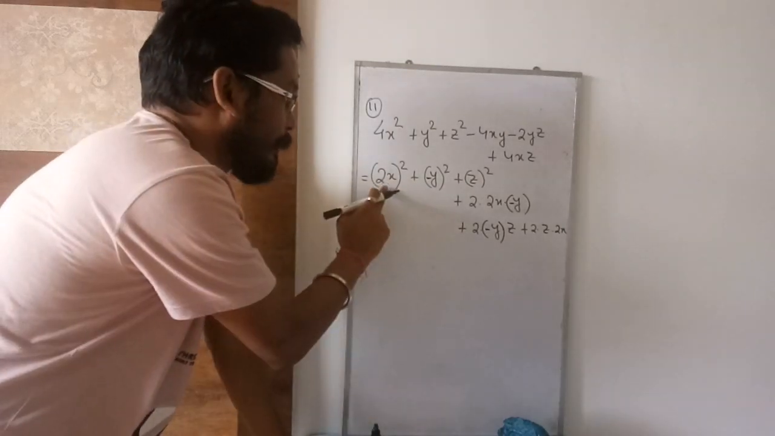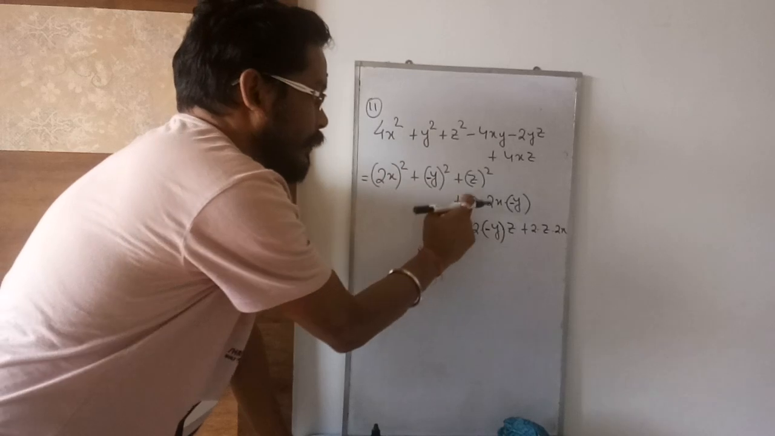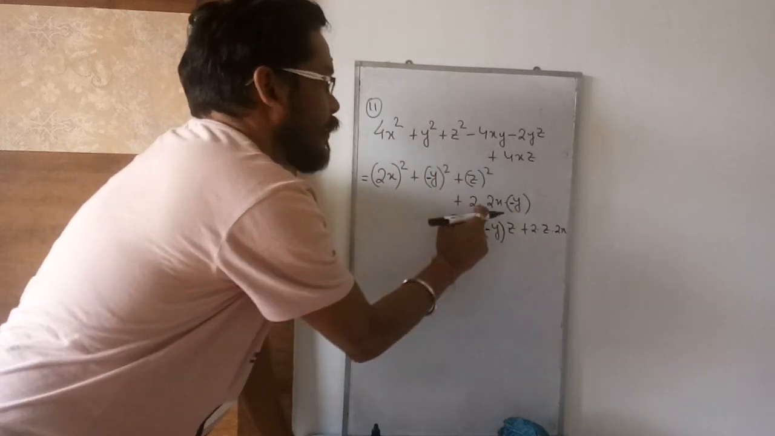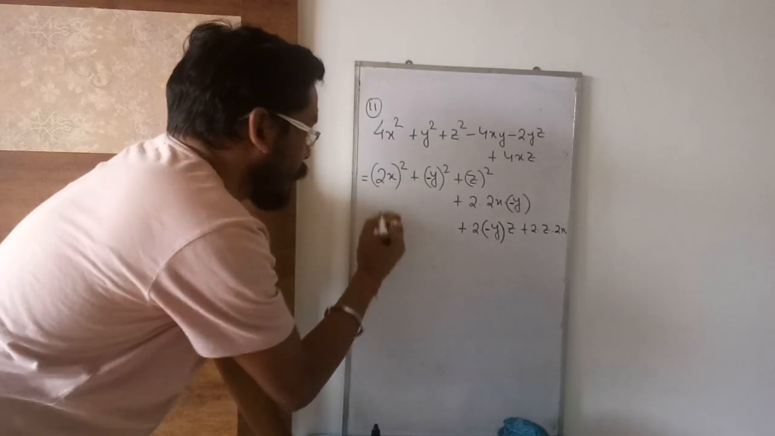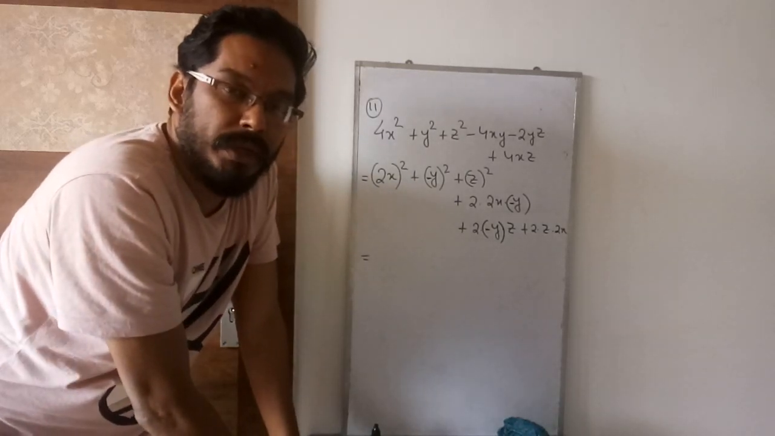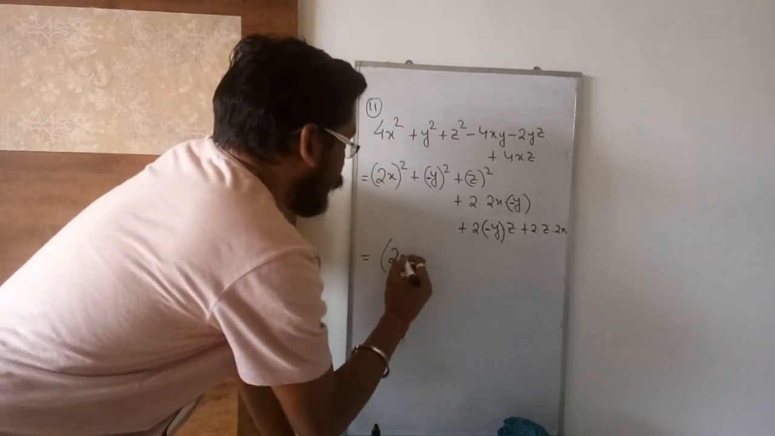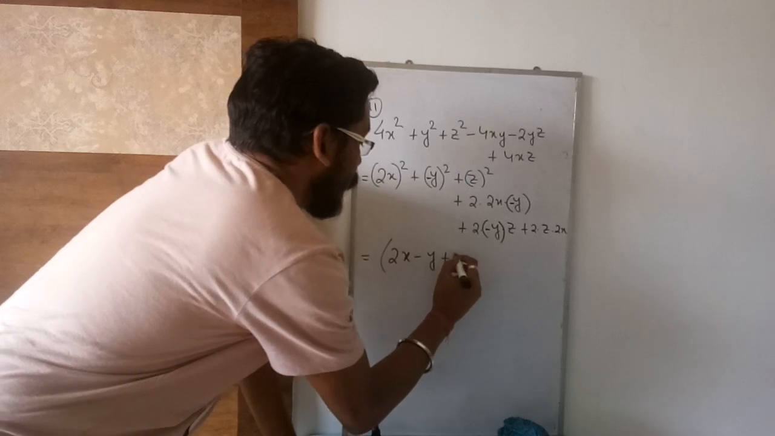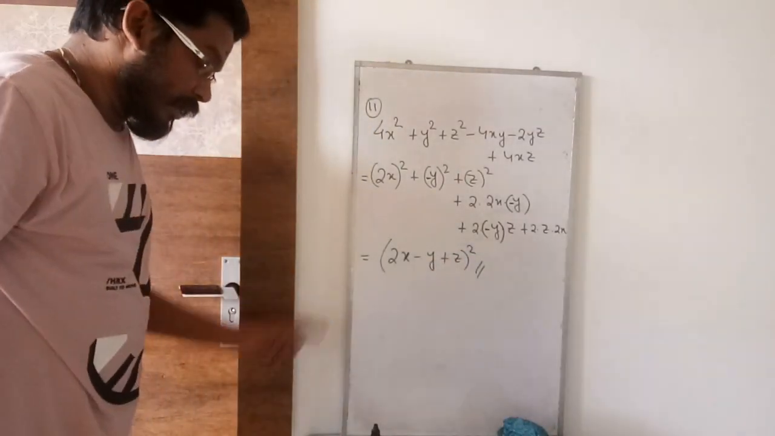Now you check it. If you break the bracket you will get 4x square. Minus will become plus y square, z square. Plus minus minus 4xy. Plus minus minus 2yz. So got it? So it is a square plus b square plus c square plus 2ab plus 2bc plus 2ca. So you can write as a plus b plus c whole square. So take the screenshot.